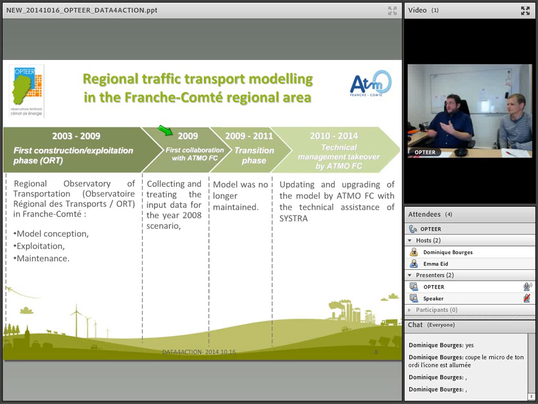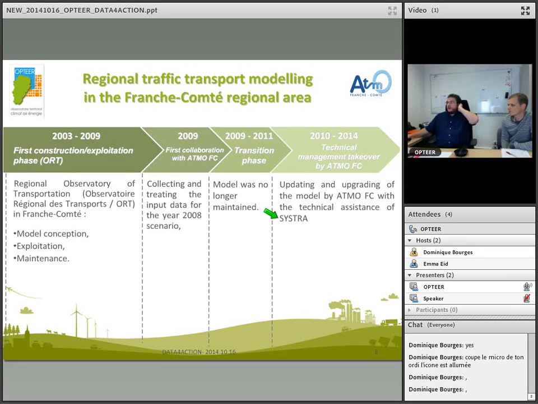It took a little time because, well, in France, it often takes a little time for decisions to be made. But in 2011, there's a small mistake on the slide here, we started to take over the technical management, but we're still doing it for the Regional Observatory of Transportation. We are managing all the updating and upgrading of the model. And we're doing that with Systra, which is a very big worldwide specialist of traffic modeling. They were there since the beginning.